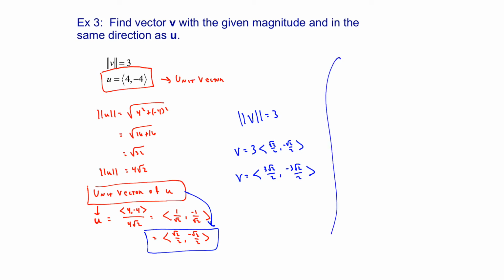So to show you this graphically, what we just did is we took the unit vector u at 4, negative 4, so it'd be from here to here, and we created vector v in the same direction but with a magnitude of 3. So the magnitude of the original was 4 square roots of 2, so the vector v would be a little bit shorter than that, but in the same direction.